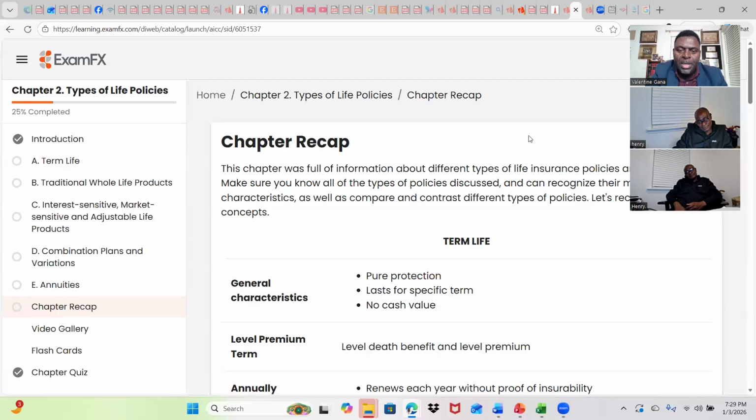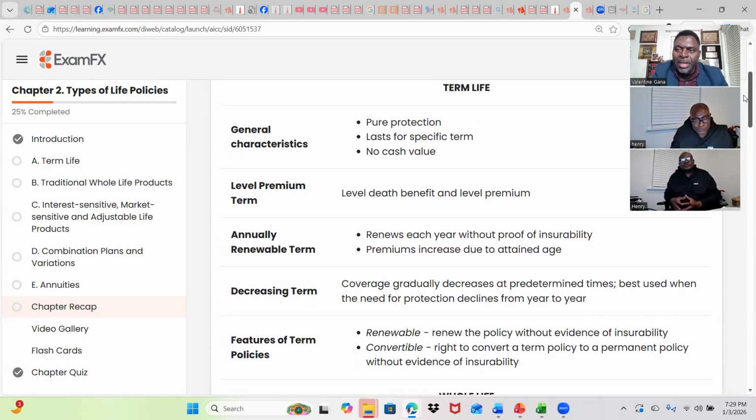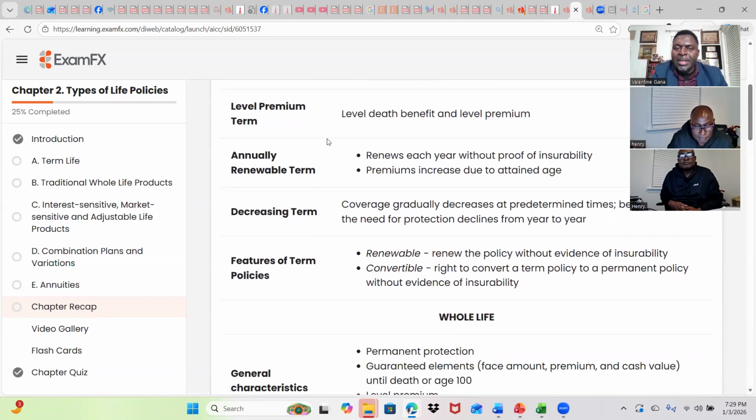So let's go back to our course here. We're talking about the types of life insurance, and I just wanted to do that illustration again to show you the types of policies that we deal with. Again, term has a level premium. It doesn't change from one year to another. However, there's a term called annually renewable term. It renews every year, so your premium increases just a little bit, but it renews without proof of insurability. So you don't need to do any medical tests.